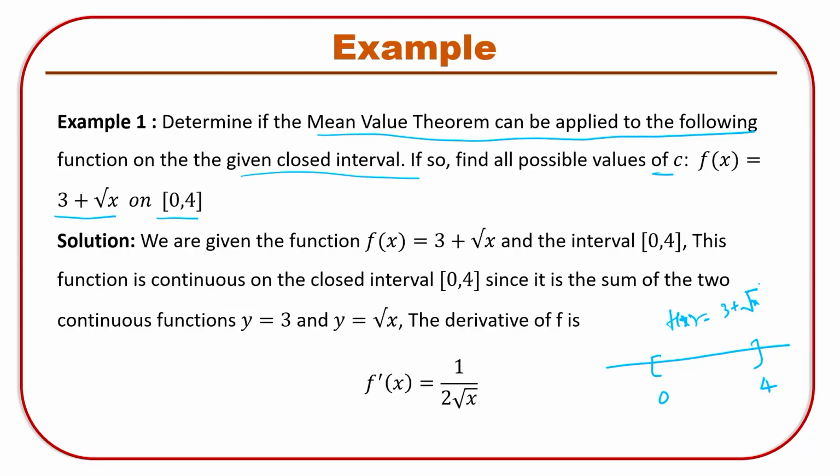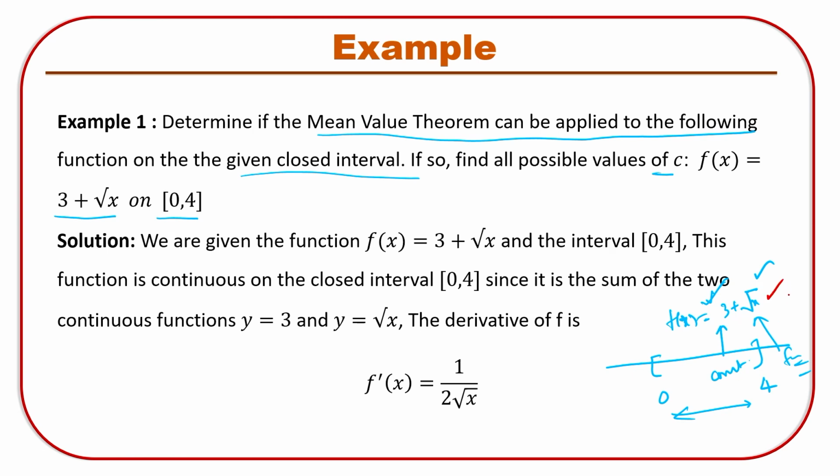So 3 plus root x, concentrate on the function 3 plus root x. It is the sum of two functions. 3 is the constant function, and root x is a function, right? Since it is a constant function, it is continuous everywhere. So 3 is continuous in [0, 4].